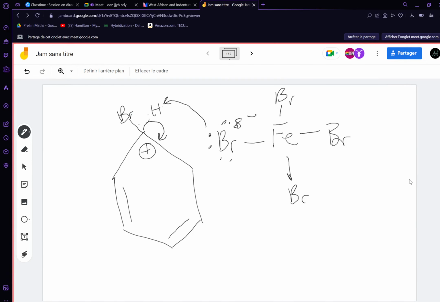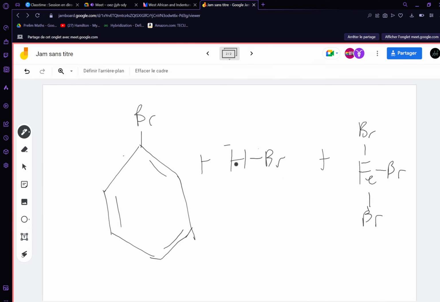All right, so this is what happens. The hydrogen now donates electrons back to the ring, and the proton itself gets to react with the bromine in order to create hydrogen bromide and the Friedel-Crafts catalyst.